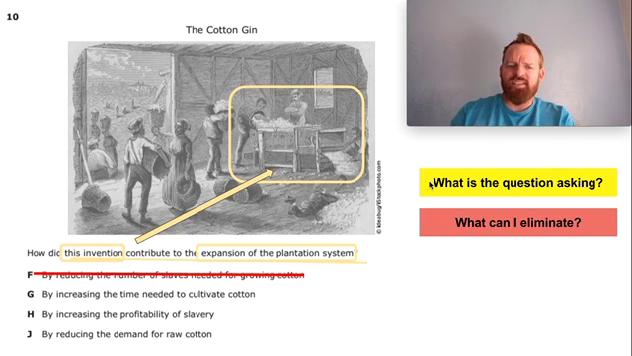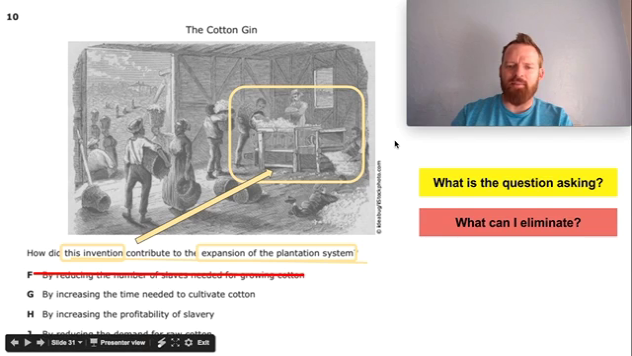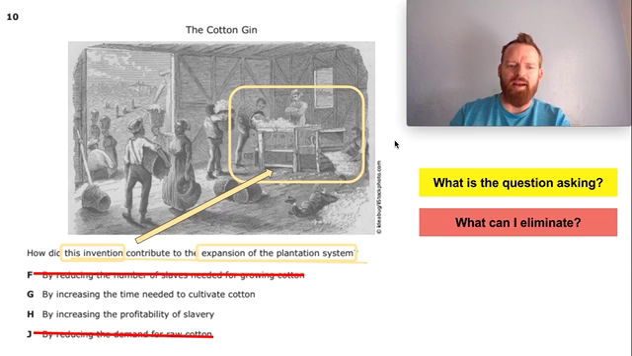Well, this is talking about the expansion of the plantation system, and we know that slavery was a booming industry, so to speak, or a booming business, all the way through colonialism until the time of the Civil War. So it really wouldn't make sense that this would limit the amount of slaves needed for the cotton industry. And then what else? By reducing the demand for raw cotton. Why would a product helping produce more cotton limit people wanting cotton? That just doesn't make sense either.